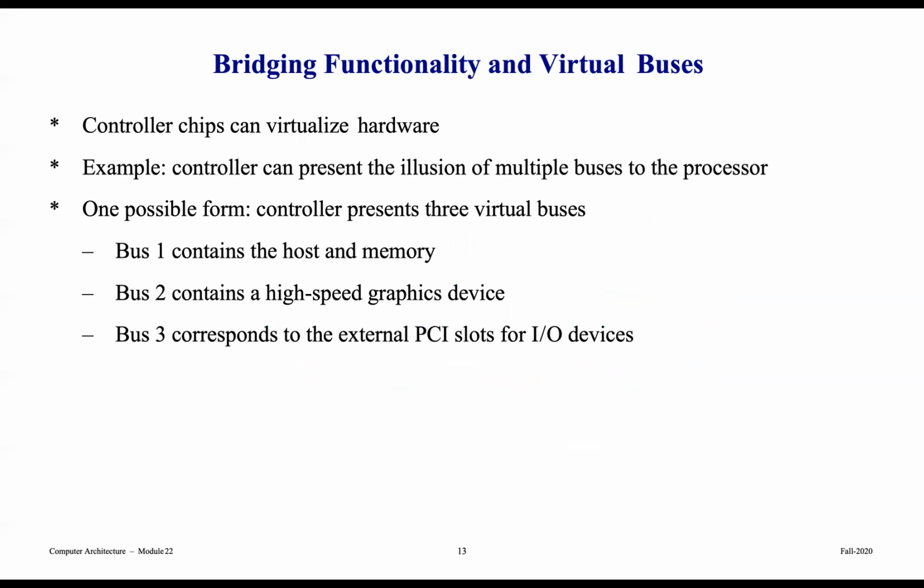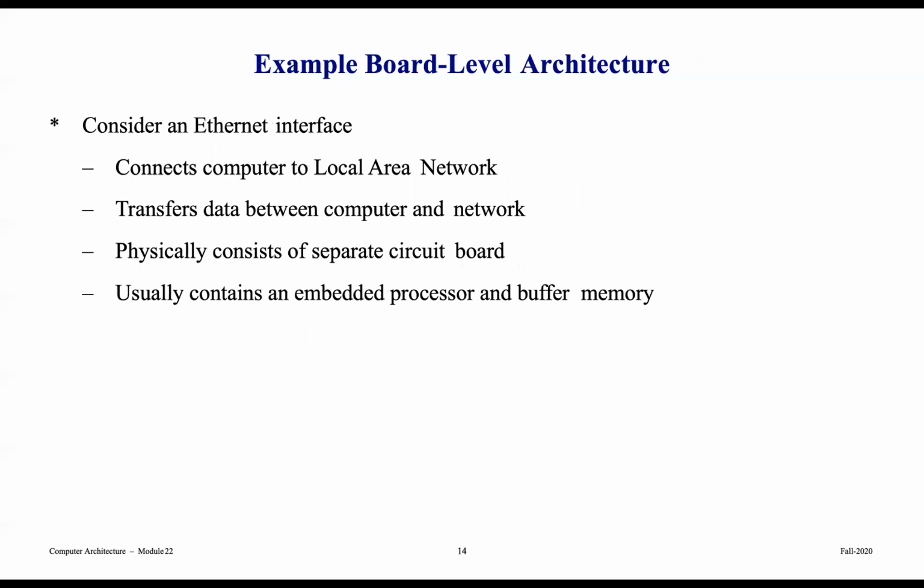Bridging functionality and virtual buses, let's talk about that. The controller chips can virtualize hardware. An example would be a controller can present the illusions of multiple buses to the processor. One possible form would be a controller presents 3 virtual buses: one that contains a host of memory, one that contains high graphical devices, and another one that corresponds to the PCI slots for I/O devices, whether it be lower data rate things, stuff like that.